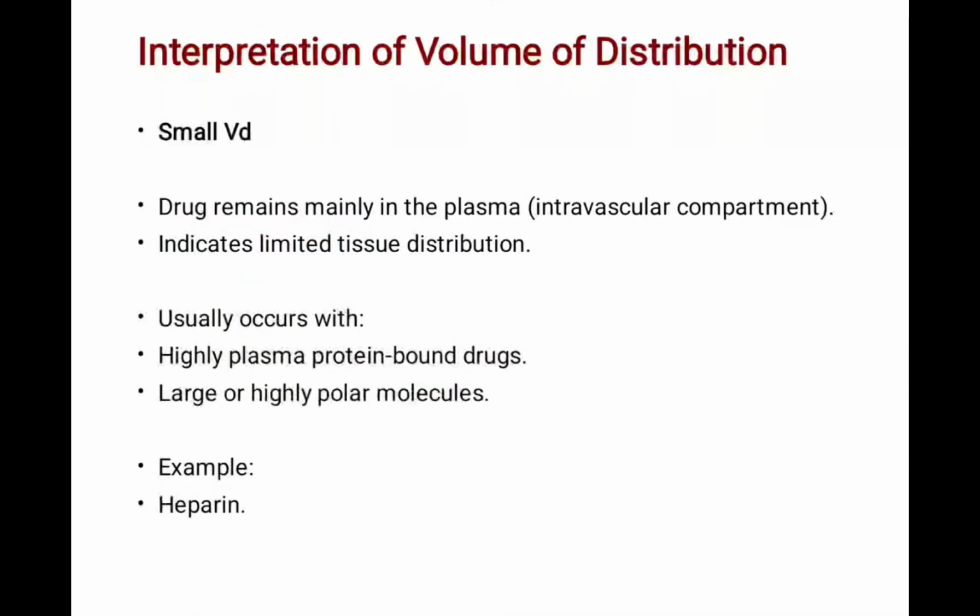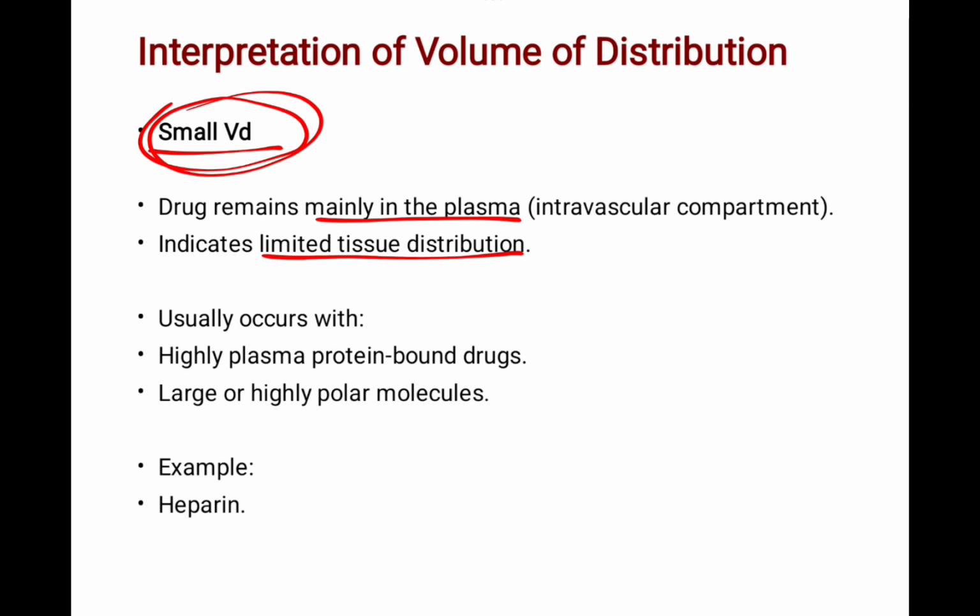So what is the interpretation of volume of distribution? Like we said, a small volume of distribution means the drug remains mainly in plasma, in the intravascular compartment. It is in systemic circulation. It hardly leaves the plasma or the vascular compartment. This indicates a limited tissue distribution. When there's a small volume of distribution, the drug is mainly in plasma and there's limited tissue distribution.